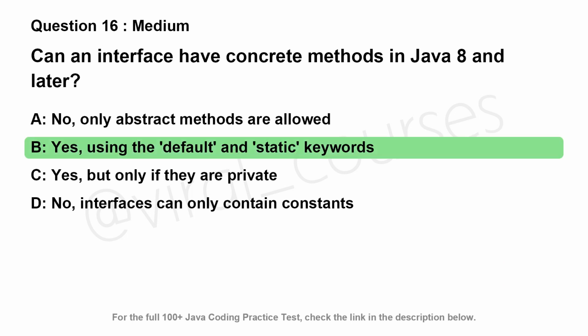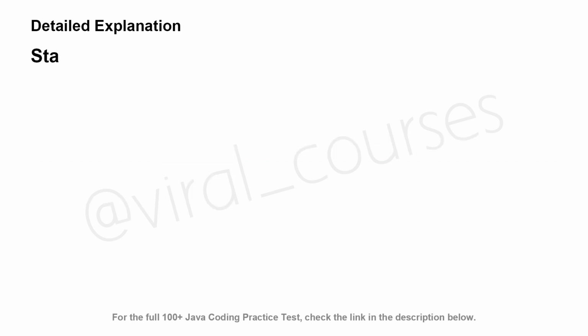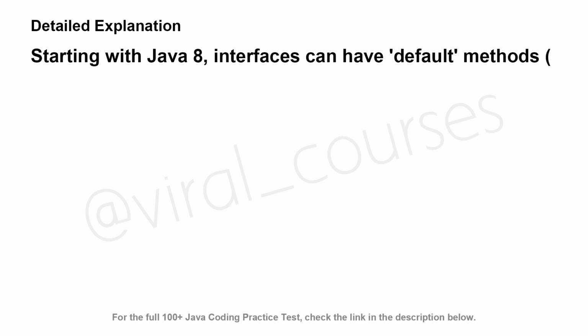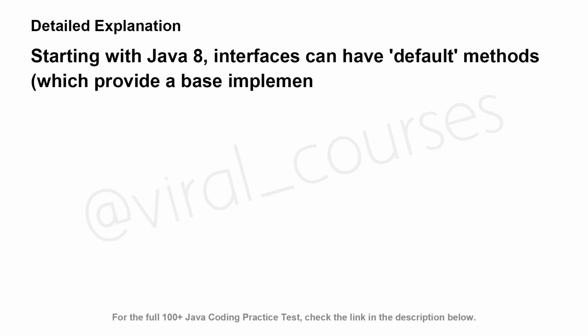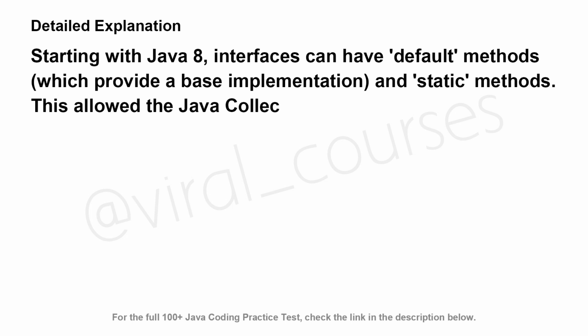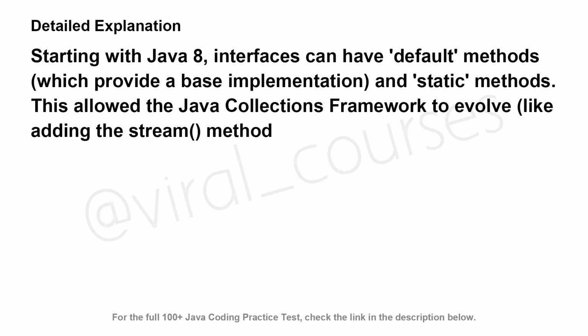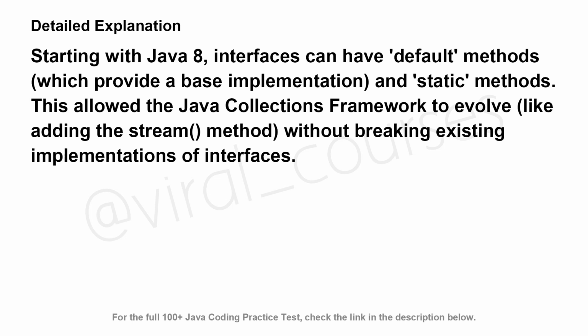The correct answer is B. Starting with Java 8, interfaces can have default methods, which provide a base implementation, and static methods. This allowed the Java collections framework to evolve, like adding the stream method, without breaking existing implementations of interfaces.